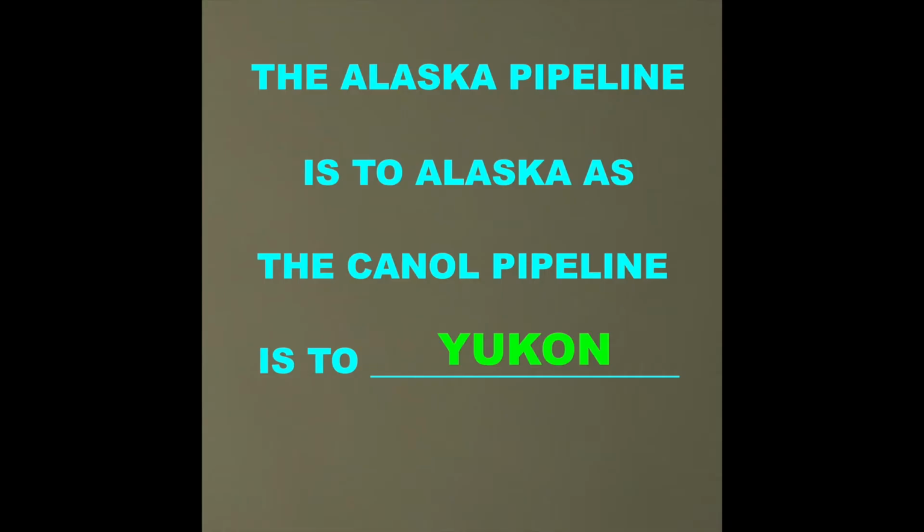The CANAL pipeline at one time originally stood for Canadian Oil. So here we are. The Alaska pipeline is to Alaska, as the CANAL pipeline is to the Yukon. Now, if you said Canada, that would not be correct in this little logical question, because we're looking at a pipeline and its relationship to an area, not a country, but in the case of the states, to a part of it, a state. So therefore, the counterpart in Canada would be either a province or a territory. And in this case, it is a territory, the Yukon.